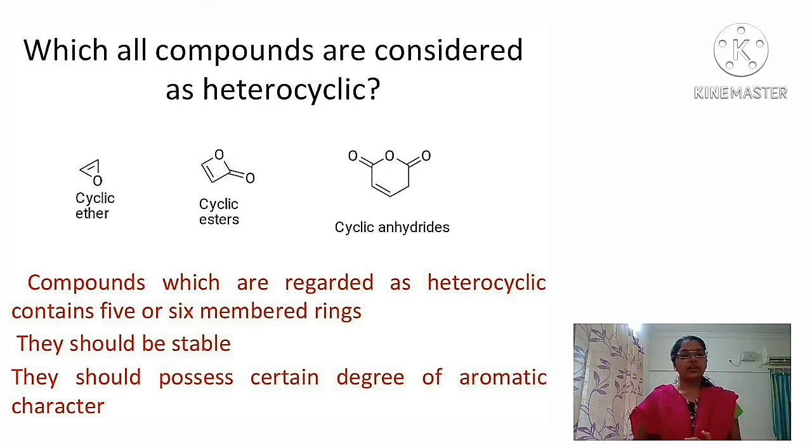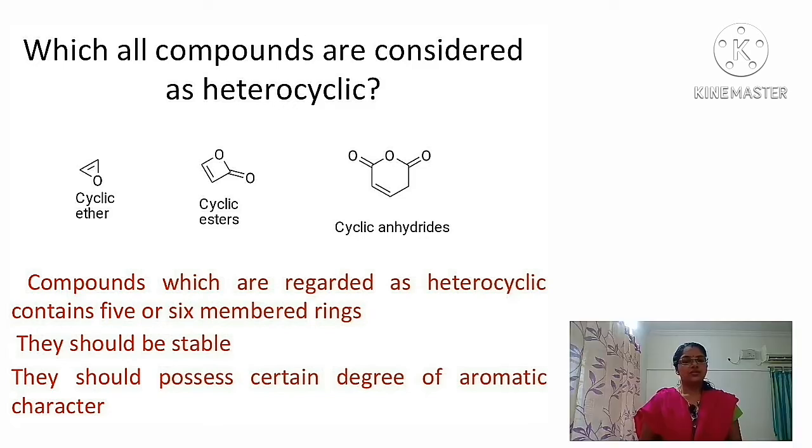Consider compounds like cyclic ethers, cyclic esters like lactones, or cyclic anhydrides. In these compounds, there is a heteroatom in the ring, but they are not generally considered heterocyclic. Why? Because they are highly unstable and they have a tendency to convert to open chain compounds by hydrolysis. So compounds which are generally regarded as heterocycles should contain at least a 5 or 6 membered ring.